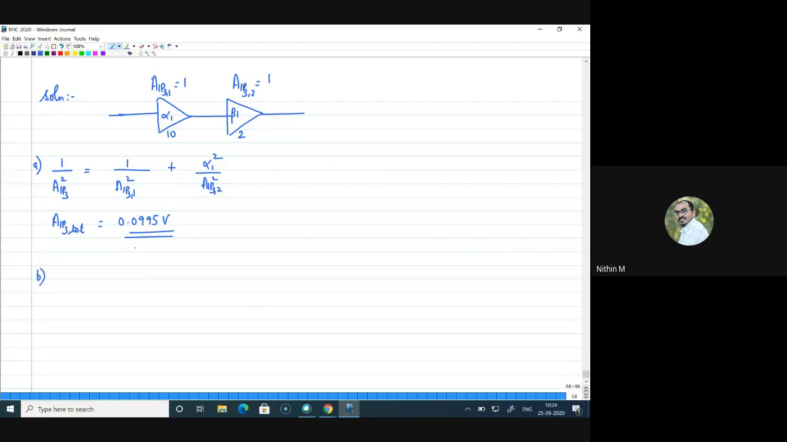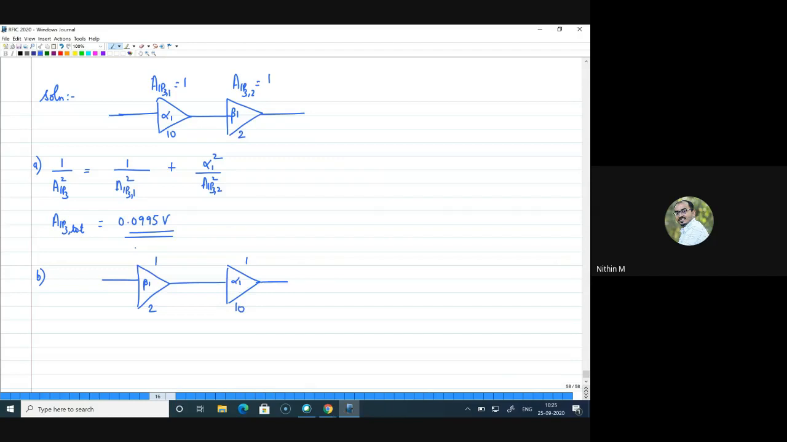Now B part is the same thing. The only thing is we are the same system, we are just reversing the order. That means the first block is beta 1, which is having a gain of 2, and then the second block is alpha 1, which is having a gain of 10. Both have AIP3 same as 1 itself. In this case, anyone got the answer for this second case? You can put it in the chat box. Yeah, 0.4472. Yes, Sarvesh.